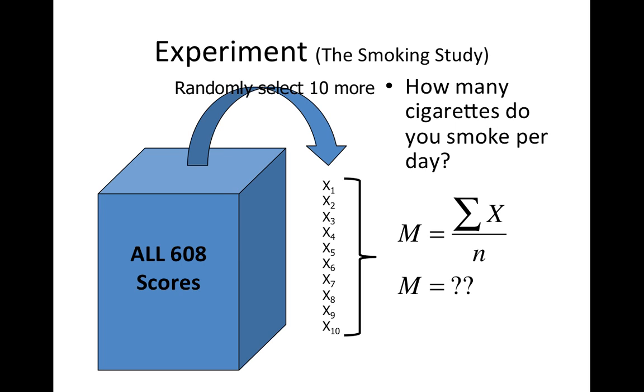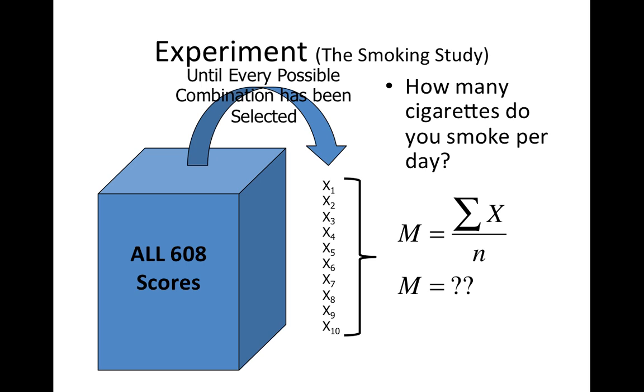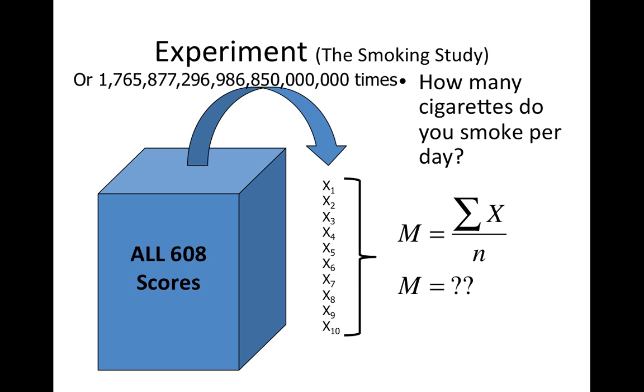If we do this over and over and over again until every possible combination has been selected, we'll be here all day, all year, all our lifetime. There's this many possible combinations of 10 scores selected from 608, believe it or not. Okay, so what do we do? What if we do it 100 times? Let's just start with 100 and see if there's a pattern.